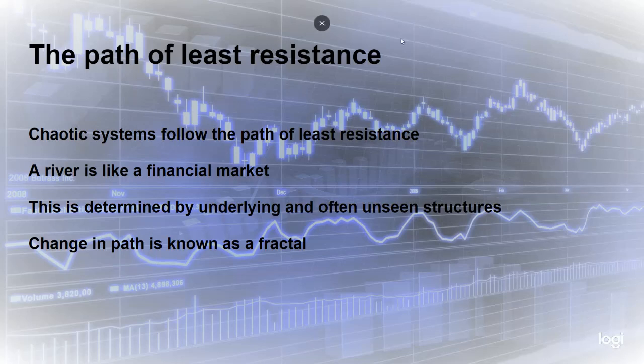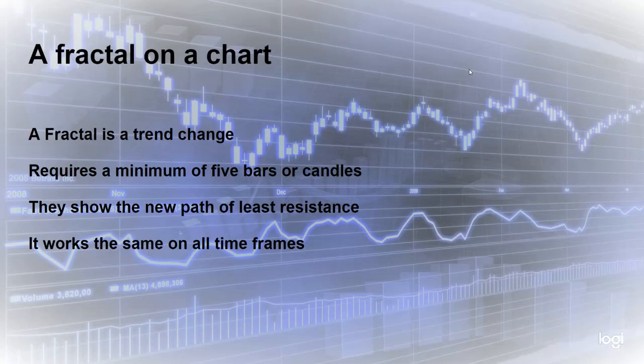is what is known as a fractal. If we look at that on a chart, which we will do in a moment, a fractal on a chart is a point where we have a change in the trend. Typically, to draw this on a chart, we would need a minimum of five bars or candles.